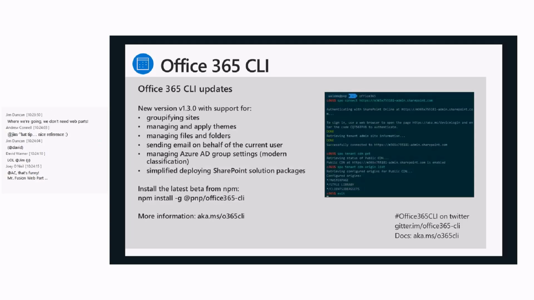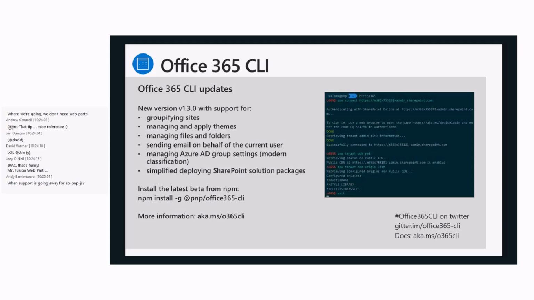So stepping up, Office 365 CLI updates. New version released this week, 1.3, with support for groupifying sites, managing and applying themes, managing files and folders, sending email on behalf of the current user, and managing Azure AD group settings, as well as simplified deployment for SharePoint solution packages. So some really outstanding additions to the Office 365 CLI, which keeps getting better and better with each release.